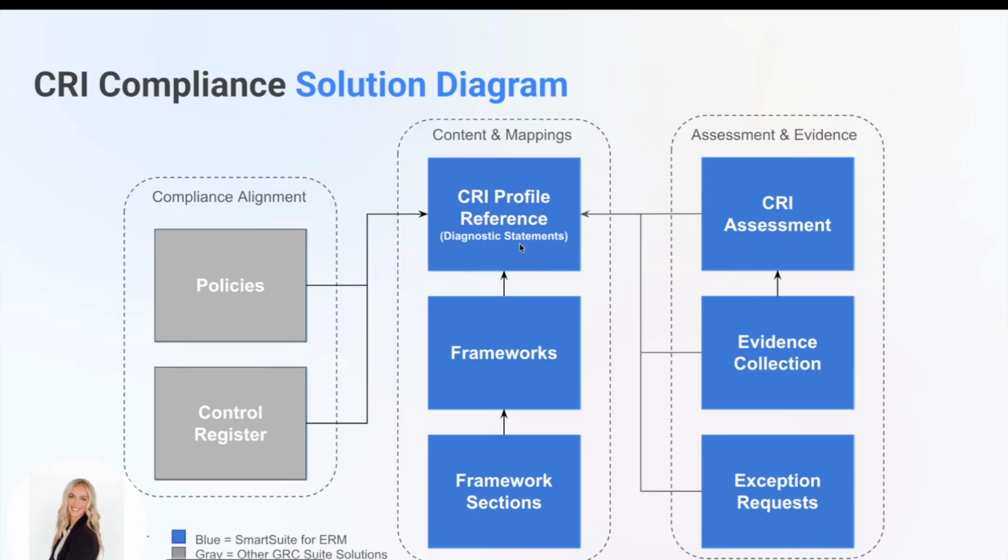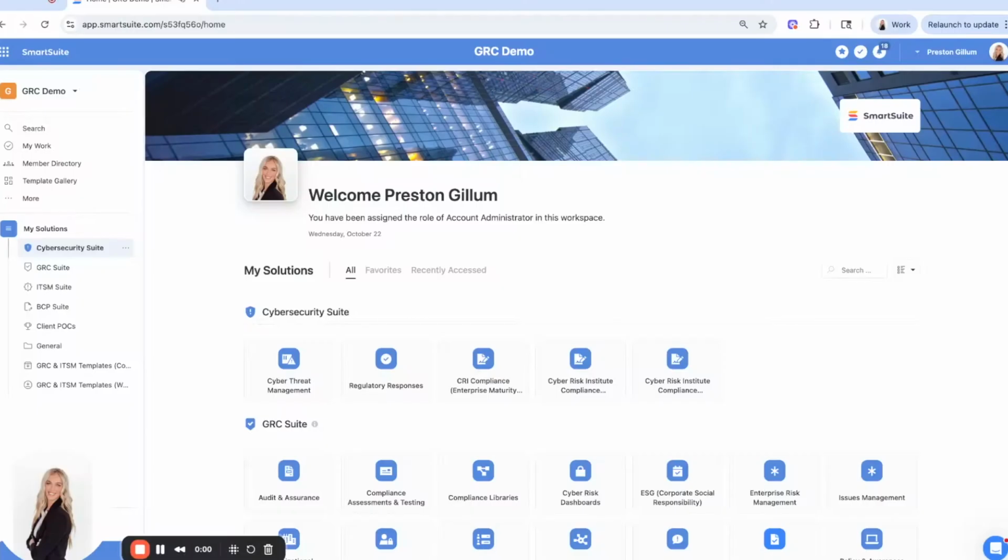This diagram shows how SmartSuite's CRI compliance solution connects all parts of your program in one system. At the center are the CRI profile references. These are the diagnostic statements that link to frameworks. On the left, you see how these tie directly into policies and control standards, creating a live connection between CRI requirements and your internal framework. On the right, the assessment, evidence, and exception tables operationalize those requirements, so you can evaluate, document, and manage compliance in one place. Now we will jump into the demonstration.